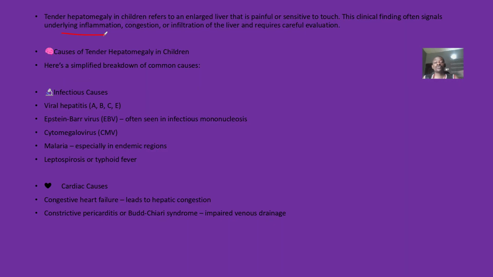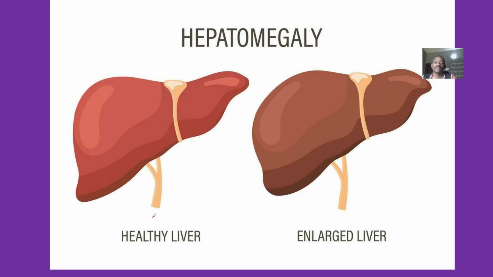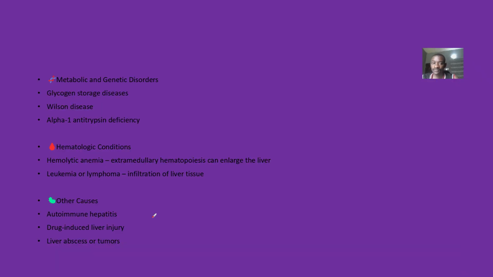All right, so if you see tender hepatomegaly, you can be suspecting infections like viral hepatitis, Epstein-Barr virus infections, cytomegalovirus infections, malaria infections, leptospirosis or typhoid fever. You can also be suspecting cardiac issues like congestive heart failure, constrictive pericarditis, or the Budd-Chiari Syndrome. Okay, hepatomegaly, an enlarged liver.